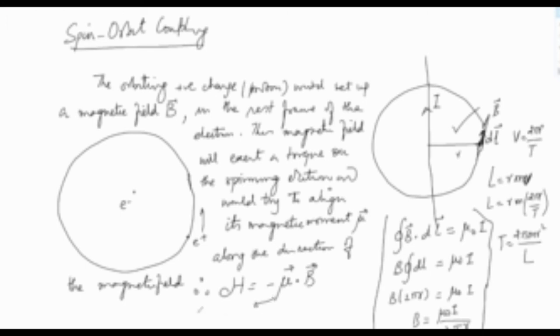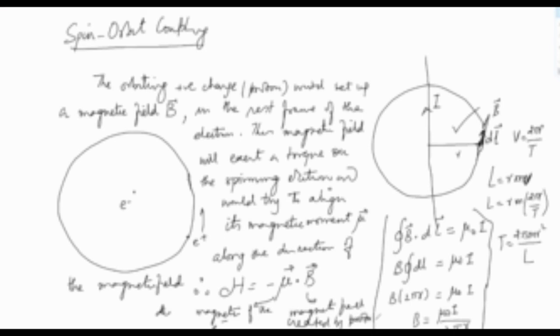Therefore this is the magnetic moment of the electron, and this is the magnetic field created by the proton.